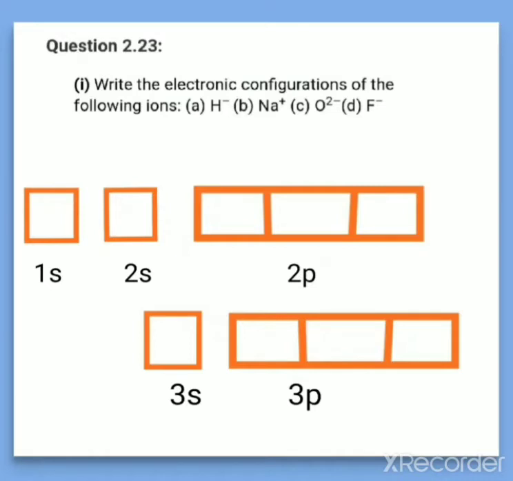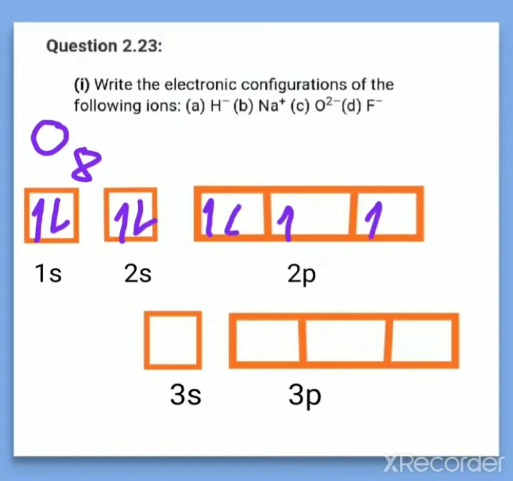Next, we'll be doing O2 negative. O2 negative means oxide ion. For this, first we need to find out the electronic configuration for the oxygen atom. Oxygen's atomic number is 8, so 8 electrons are there. We'll start the filling: 1, 2, 3, 4, 5, 6, 7, 8. Total 8 electrons are there.